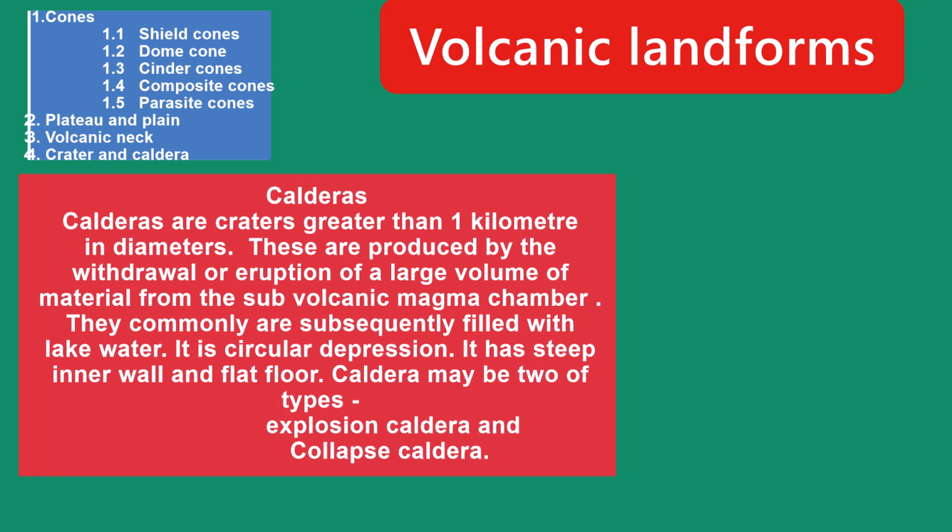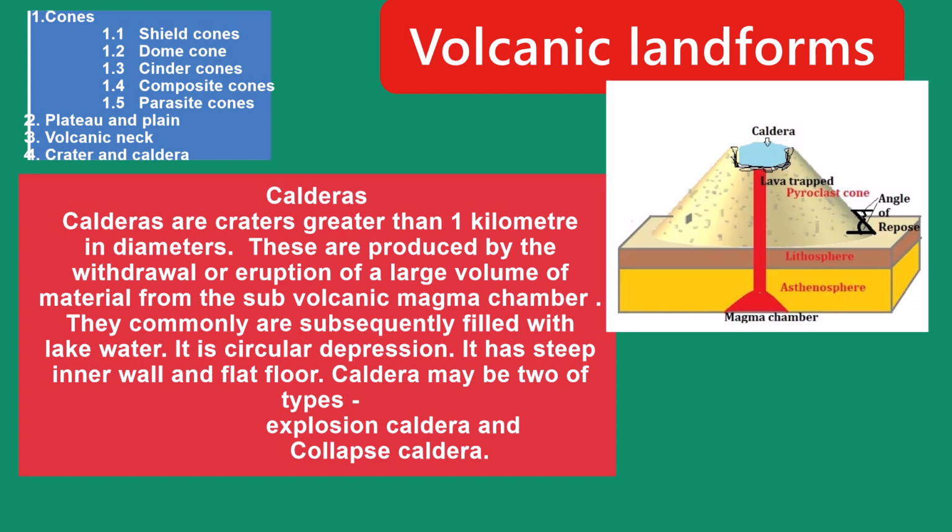Calderas. Calderas are craters greater than 1 kilometer in diameter. These are produced by the withdrawal or eruption of a large volume of material from the subvolcanic magma chamber. They are commonly subsequently filled with lake water. It is a circular depression. It has a steep inner wall and flat floor. Calderas may be of two types: explosion caldera and collapse caldera.